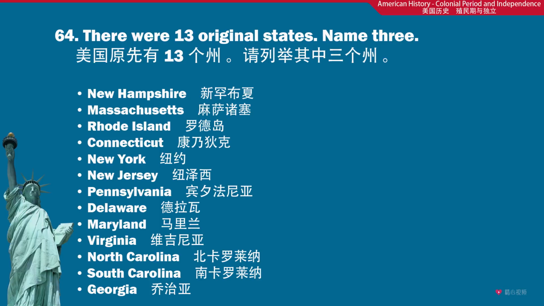There were 13 original states. Name three. New Hampshire, Massachusetts, Rhode Island, Connecticut, New York, New Jersey, Pennsylvania, Delaware, Maryland, Virginia, North Carolina, South Carolina, Georgia.